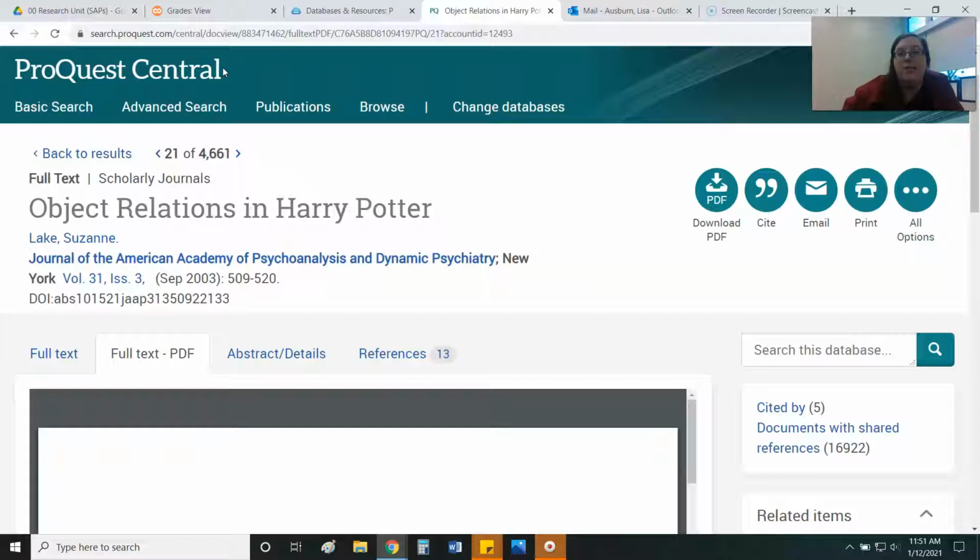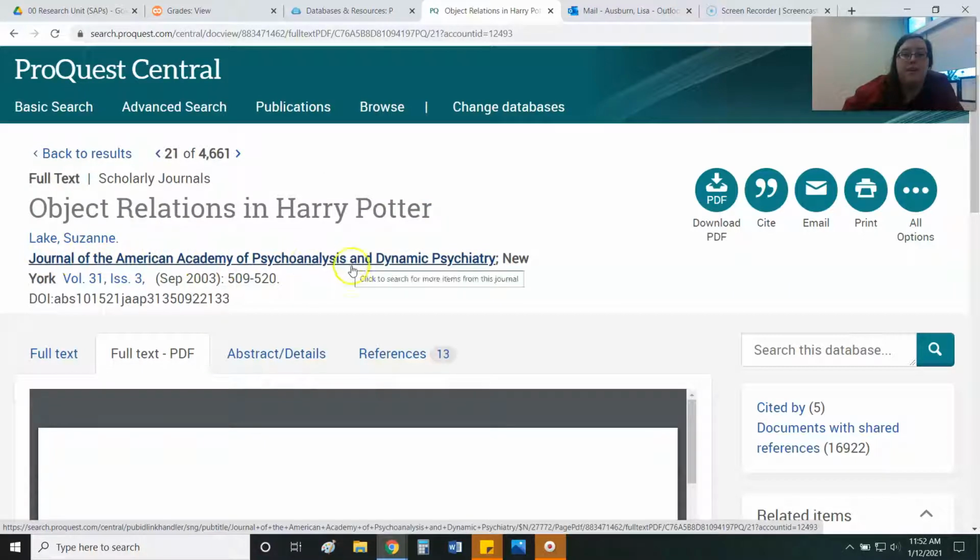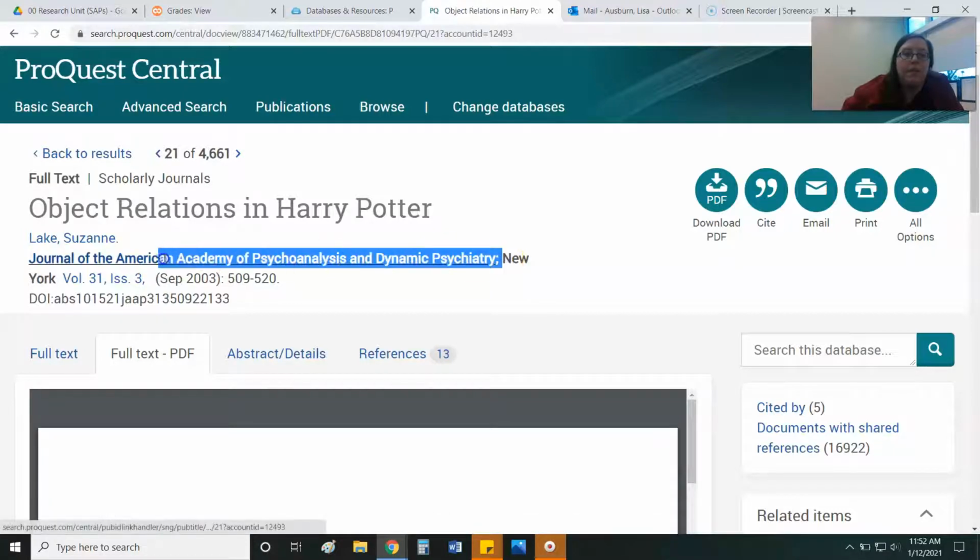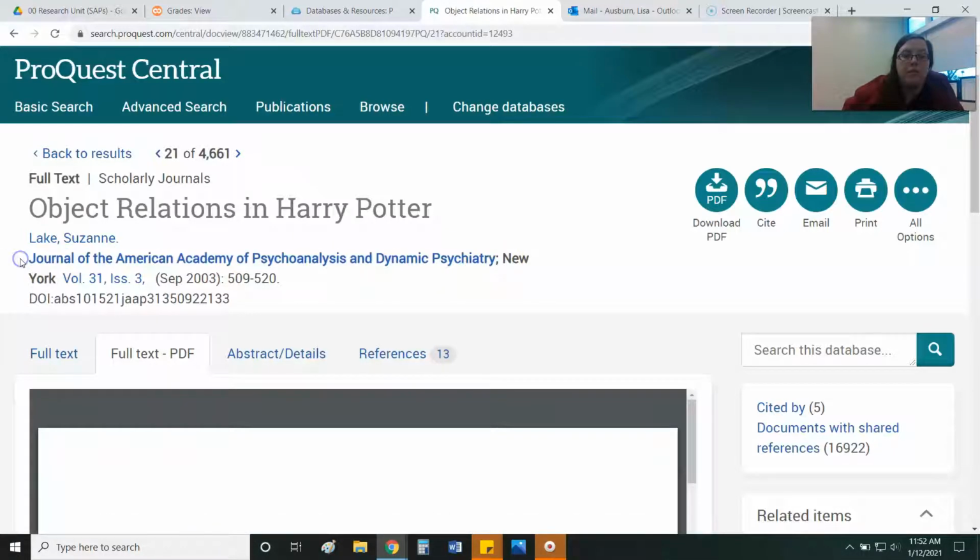The publisher is the title of the scholarly publication or the scholarly journal, and that's going to come below the author. You can see it here on ProQuest. In this case, our example, Object Relations in Harry Potter, was published in the Journal of the American Academy of Psychoanalysis and Dynamic Psychiatry.